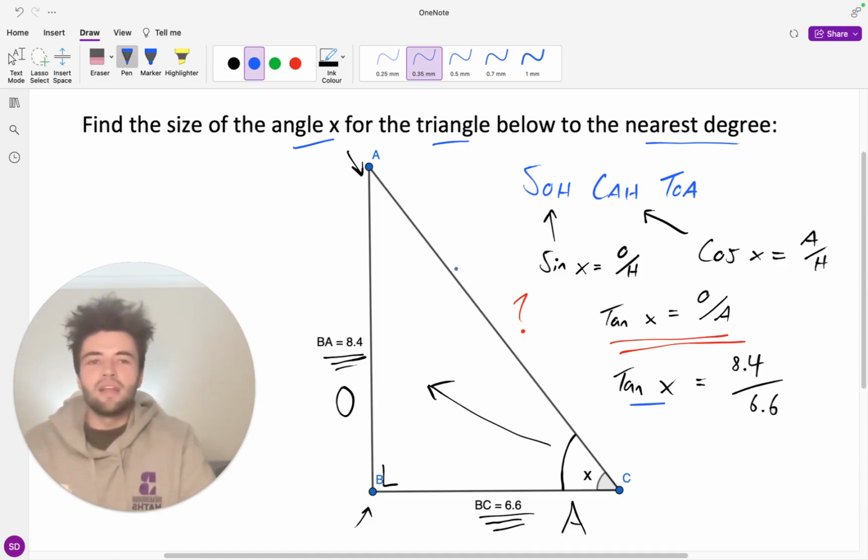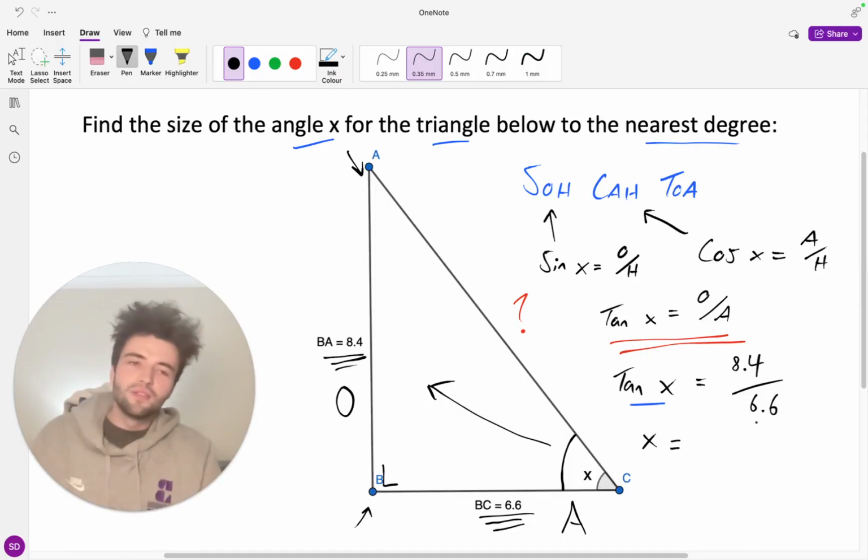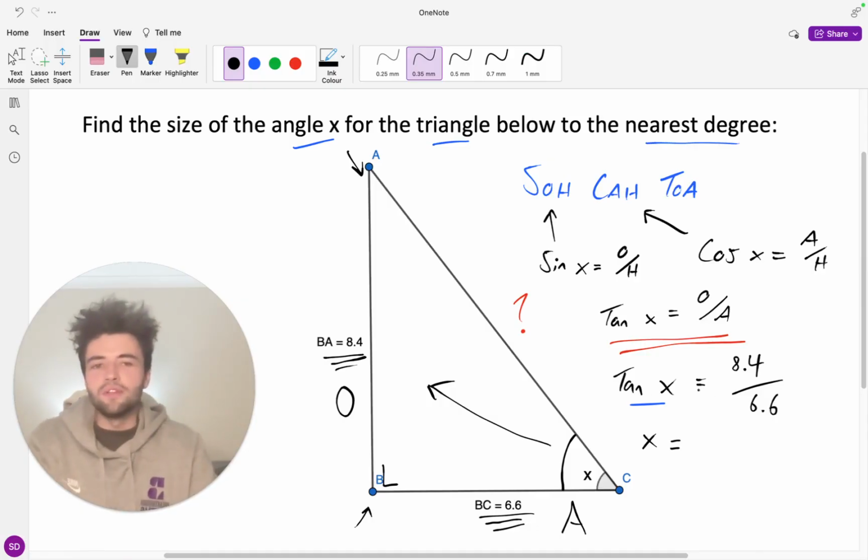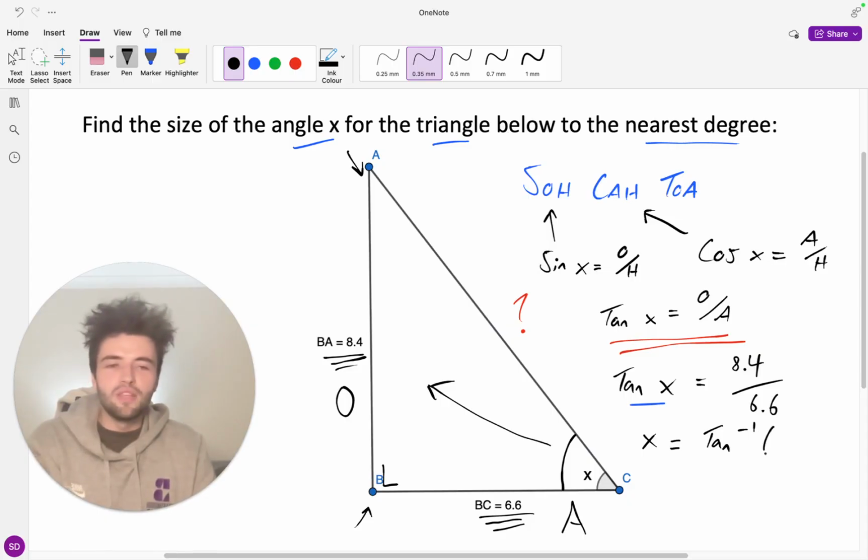To get rid of the tan, what we need to do is invert it. So we leave the x on the left hand side, and we bring the tan across. When you are bringing a function across, you can't really divide by a function, so you end up getting the inverse on the other side. That is going to be the tan inverse of 8.4 over 6.6 in this case. So hopefully that makes sense. We're just bringing the tan across to the right hand side, which means inverting it.